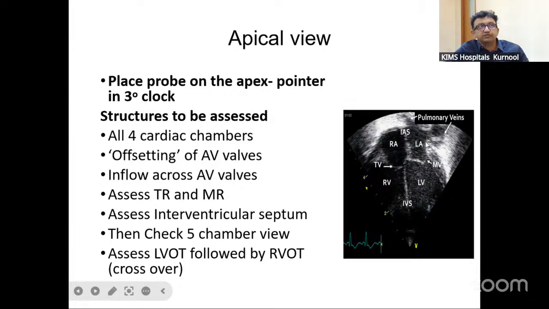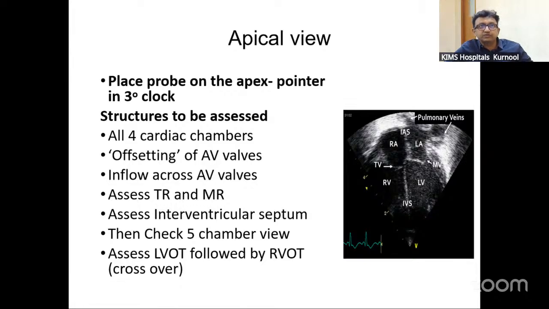Then switch on your blood flow Dopplers, then assess the flow across the mitral valve and the tricuspid valve. Any inflow will appear as red, and any regurgitant flow, that is mitral regurgitation or tricuspid regurgitation, will appear as a blue jet here. Right? You can also assess the interventricular septum to see if there are any interventricular septal defects.